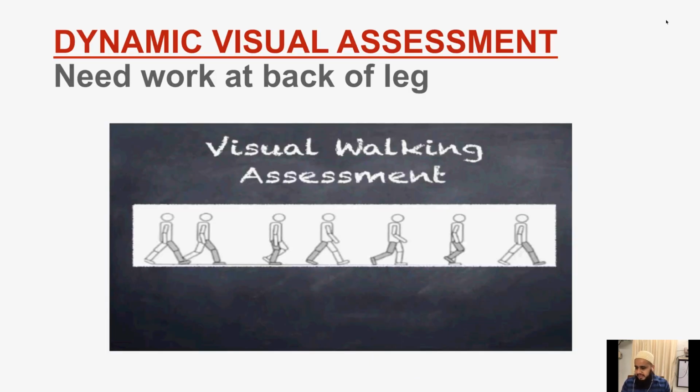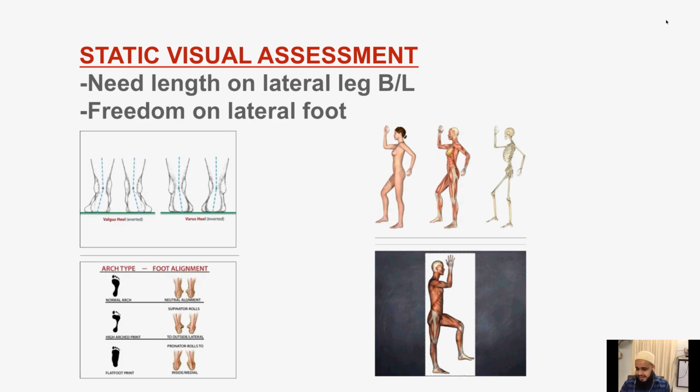Now coming again to the static visual assessment slide, you can see that we can always observe many types of feet. In the first picture, there is less freedom on the lateral side of the leg, and in the other picture there is less freedom on the medial side of the leg, both legs. So I found this, my basic need: the patient needs length on the lateral leg, bilateral, freedom on the lateral foot, and more awareness about the medial side of the feet, bilateral.